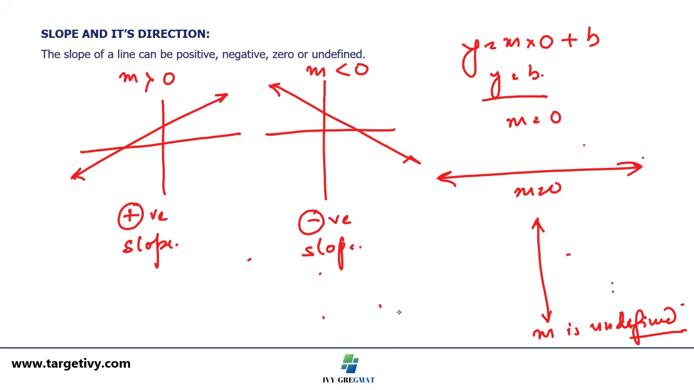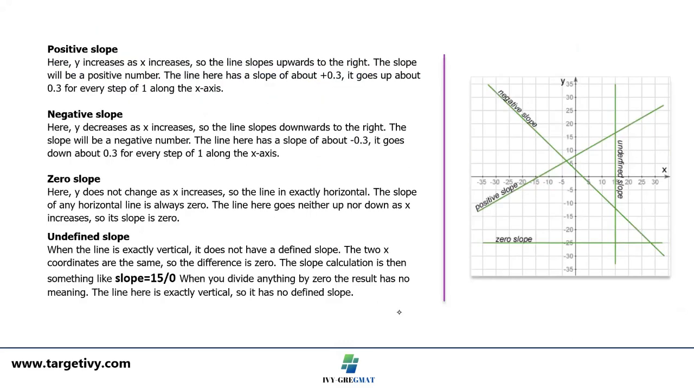We will delve into the questions in the later half when we are doing the sessions. This is just the basic understanding. So let's revise whatever we have learned. With a positive slope, y increases as x increases. As x is increasing, y is also increasing, so it is a positive slope. The line slopes upward to the right. The slope will be a positive number, rather, m will be more than 0.